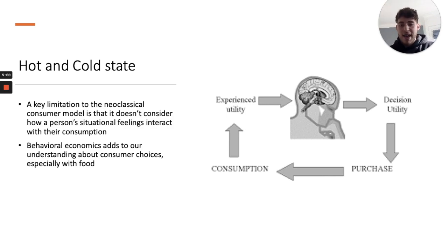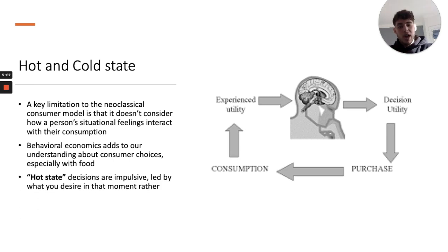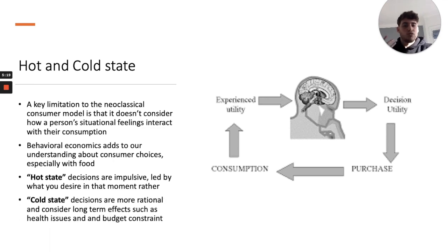What behavioral economics adds to the neoclassical model is that it considers a person's situational feelings and how they interact with their consumption. The hot state decisions are impulsive and they're led by what you desire in that very moment, like seeing a chocolate bar and really wanting it in that moment and deciding to buy and eat it. A colder state decision is a more rational decision considering other effects that take place. For example, if you had health issues, if you had obesity, should you really be eating that chocolate in the first place or should you be eating something better?